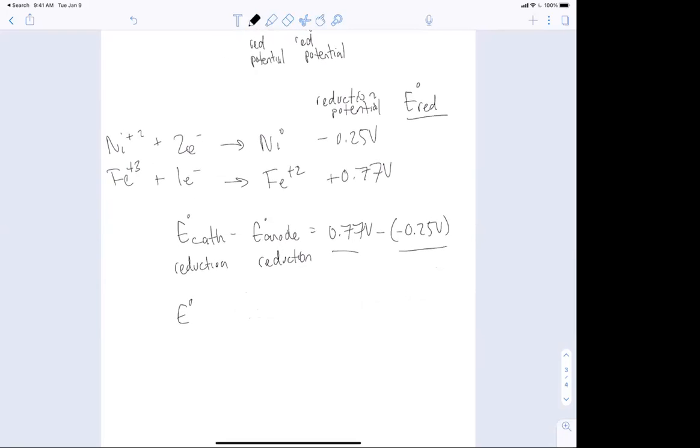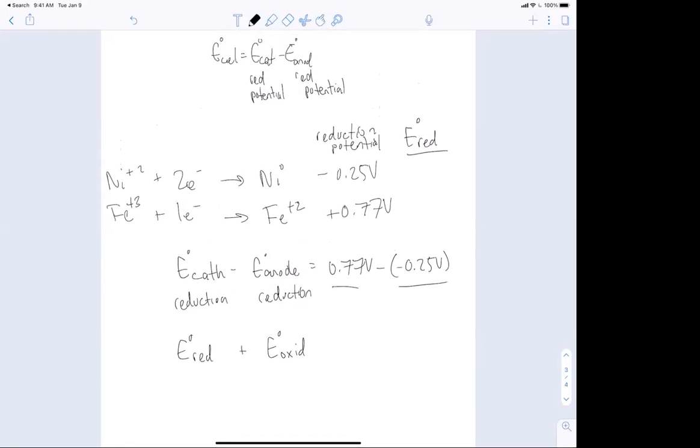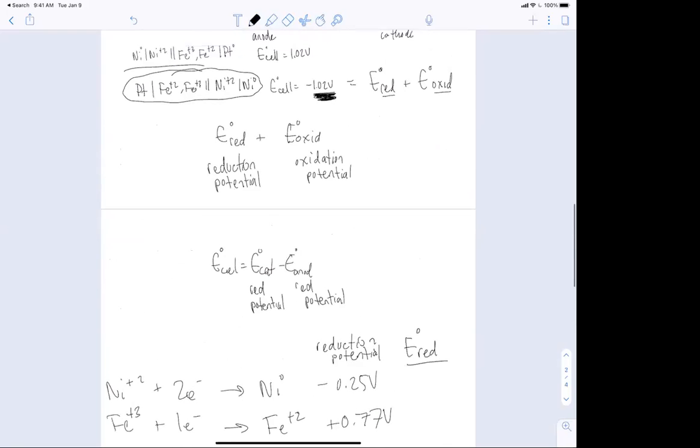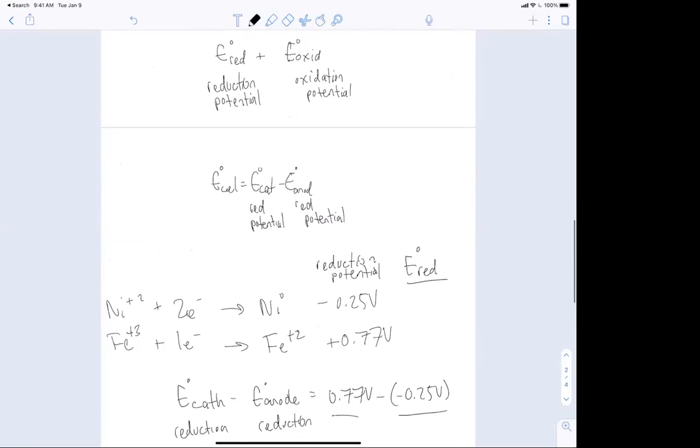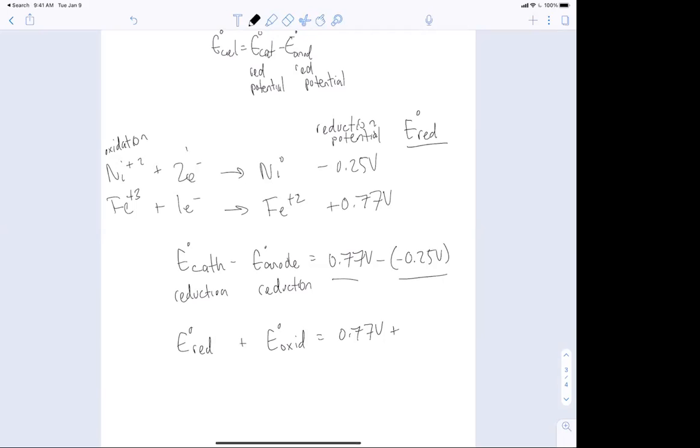The way I think about it is that you're taking the potential or the voltage associated with the reduction, and you're adding it to the potential associated with the oxidation. So here, this is the oxidation potential. The reduction potential is whatever's listed in the table. So it's getting reduced here. Nickel is getting oxidized. So that's the oxidation reaction. The reduction potential is whatever you see in the table, because that's how they're written out. But for the oxidation potential, you just need to flip the sign on whatever's in the table.